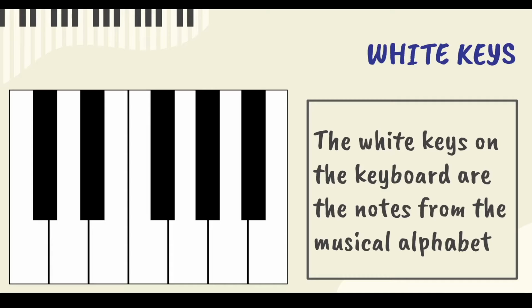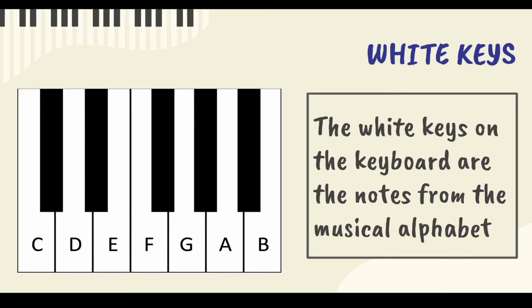So the white keys on the keyboard are the notes from the musical alphabet. If you remember, we have gone through the musical alphabet, which is the first 7 letters of the English alphabet. So A, B, C, D, E, F, G. So how does this look like on the keyboard? Right here we have the letters from the musical alphabet.